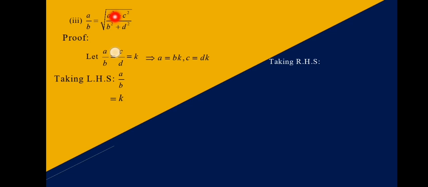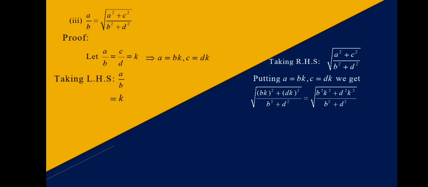On the right hand side we have under root (a square plus c square) by (b square plus d square). Putting a is equal to bk and c is equal to dk, we just get (bk square plus dk square) by (b square plus d square), which is equal to (b square k square plus d square k square) by (b square plus d square). Taking k square out as a common factor, we are left with b square plus d square inside the bracket.